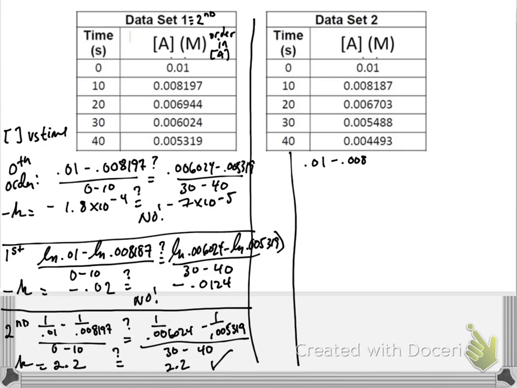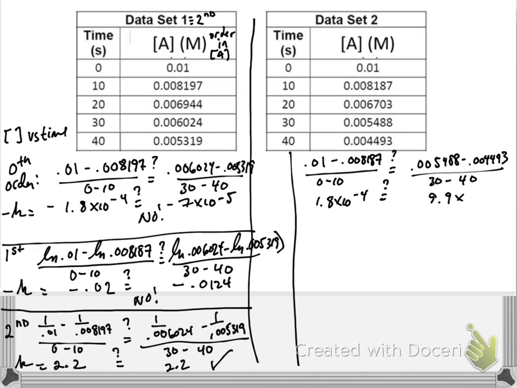We do the same analysis for data set 2. Is it zero order? Is it linear with concentration versus time? And we see quickly it is not zero order. We do this first order analysis. Is the ln of concentration the same for both sides?